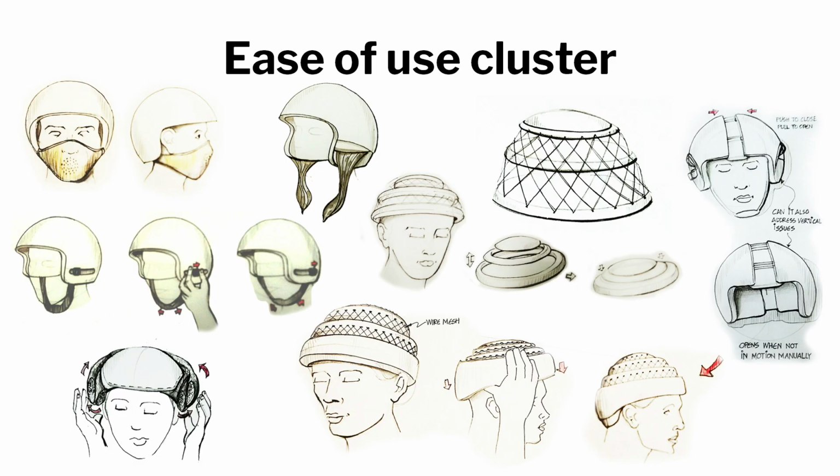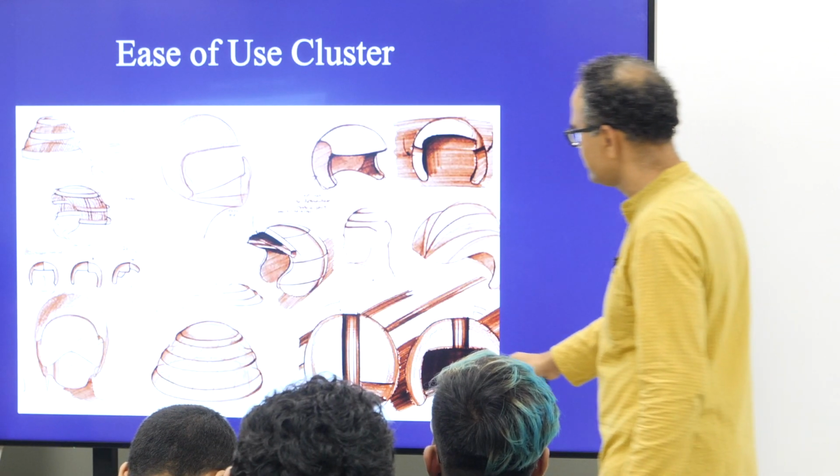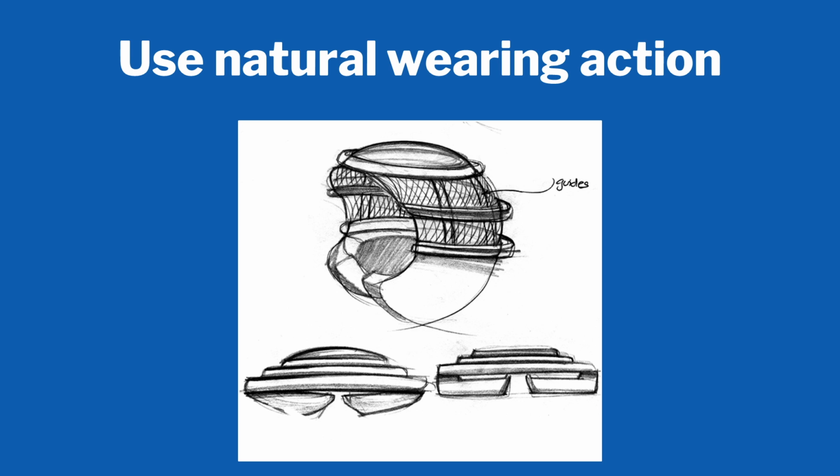And then comes the ease of use cluster. Remember the ideas? This idea, those ideas, all put together. And finally, this was taken as a champion. This idea was taken as a champion because you just put it on like a cap and push it down, right? It's much easier to wear. So that was considered the main idea.